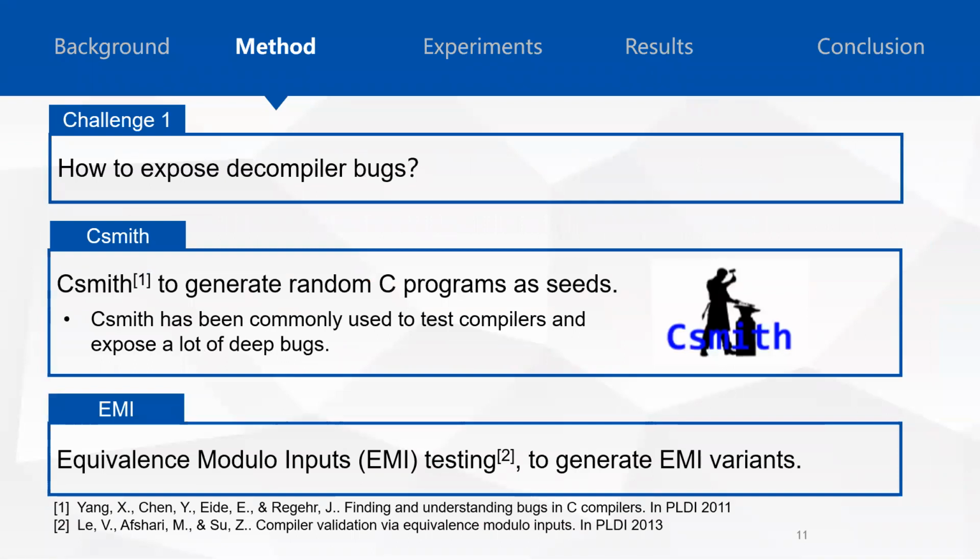To solve the first problem, we leverage the famous Csmith tool and the EMI testing method. Csmith can generate random C programs. We take these random C programs as seeds, then use the EMI method to generate variants.